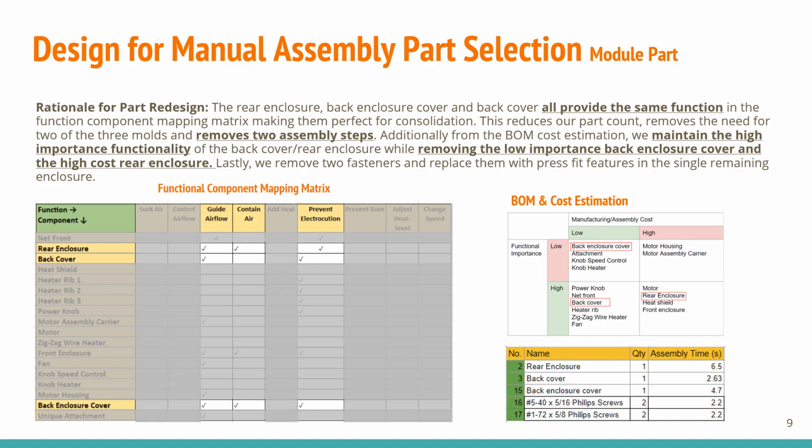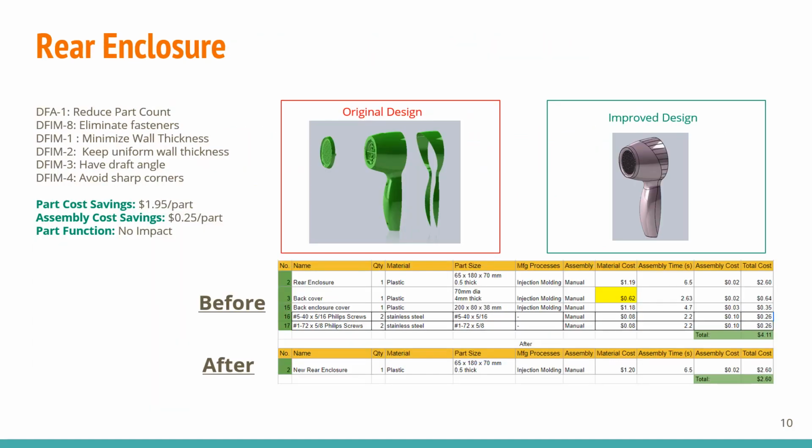For the BOM's cost estimation, we maintain the high importance functionality of the back cover and rear enclosure while removing the low importance back enclosure cover and the high cost rear enclosure. Additionally, we will also remove 2 fasteners and replace them with press fit features in the single remaining enclosure. As mentioned in the previous slide, we combine 3 parts into 1. By doing this, we reduce part count, DfM1, and we eliminate fasteners, DfM8.